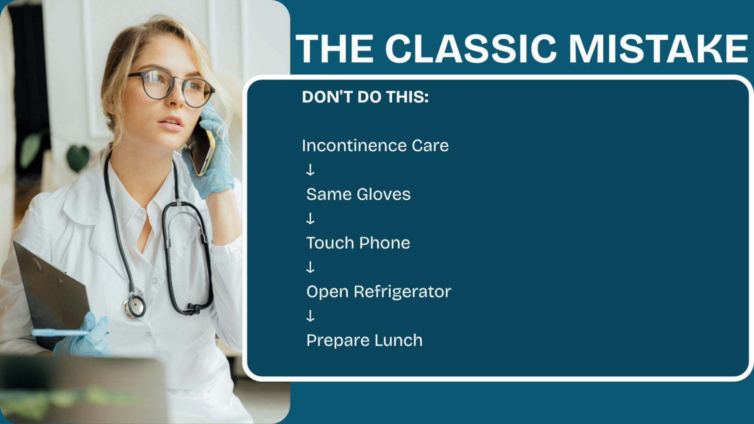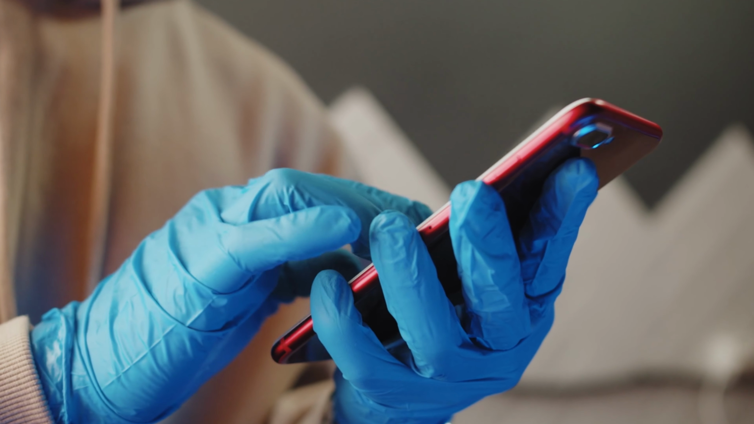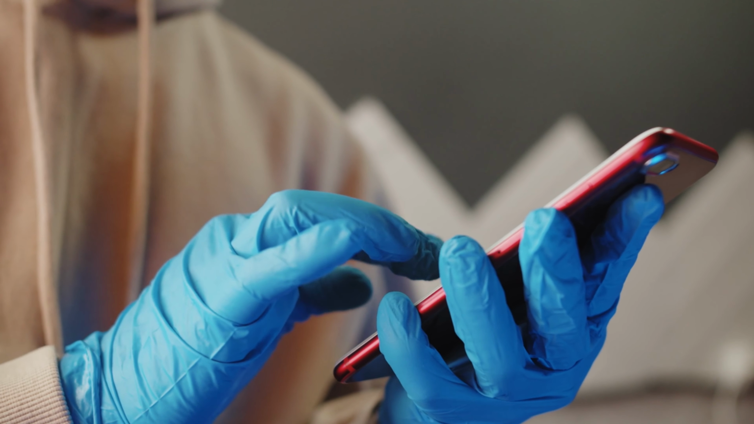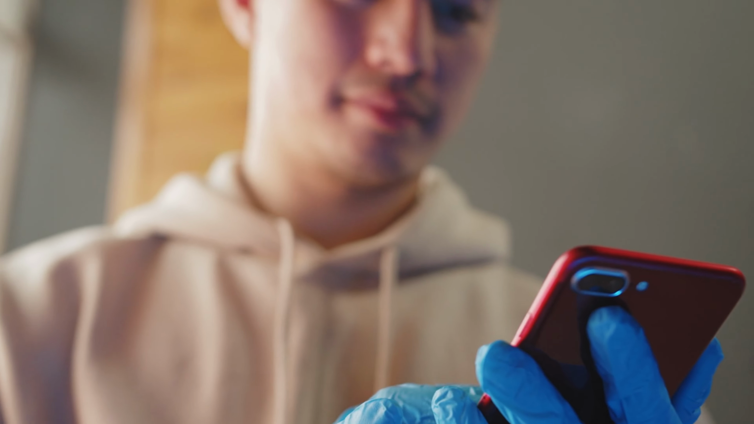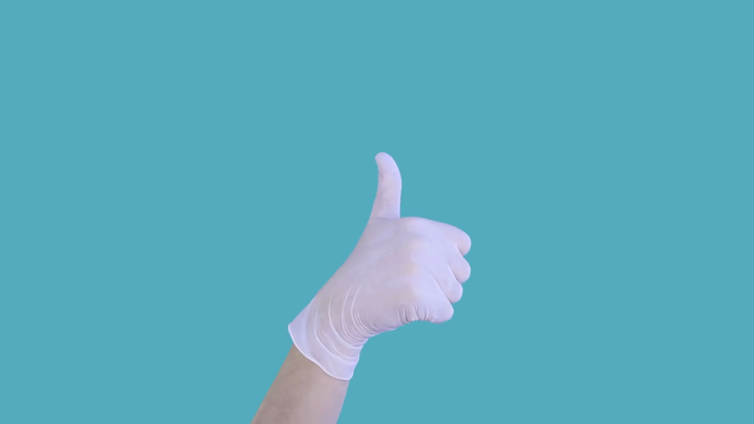This example demonstrates cross-contamination perfectly. A caregiver finishes incontinence care while wearing gloves. Then, without removing them, they pick up their phone, touch a doorknob, open the refrigerator, and begin preparing lunch. The gloves have now spread contamination everywhere. Gloves are protective only when they're used correctly.